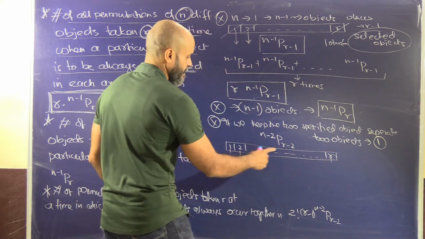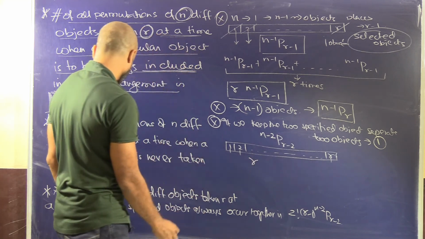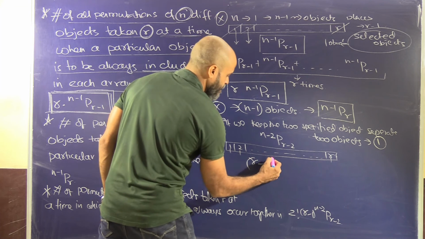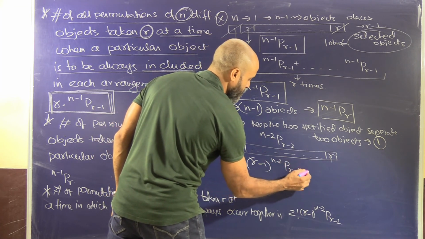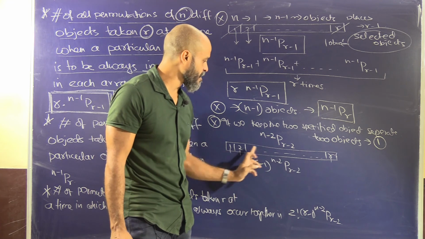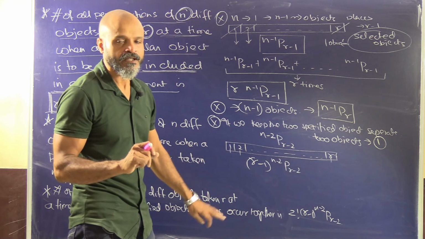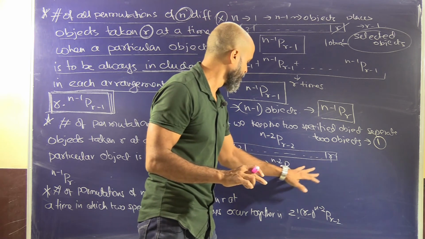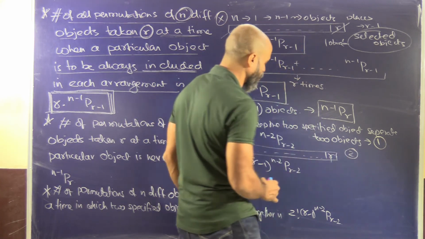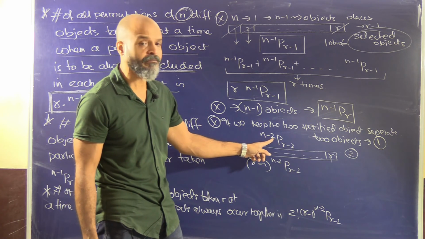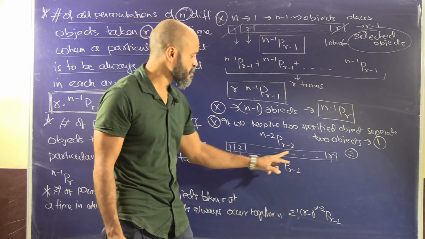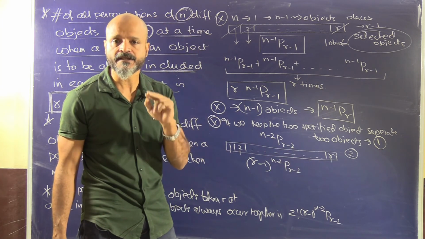There will be basically r minus 1 places to be filled, and this will be n minus 2 P r minus 2, because we have already arranged all the other objects. So the number of ways in which we can do this is r minus 1. There were r places to be filled by n objects, out of which we have already taken out 2 objects, so we will be left with n minus 2 objects and r minus 2 places to be filled. R minus 2 places, because these 2 objects are considered to be 1.